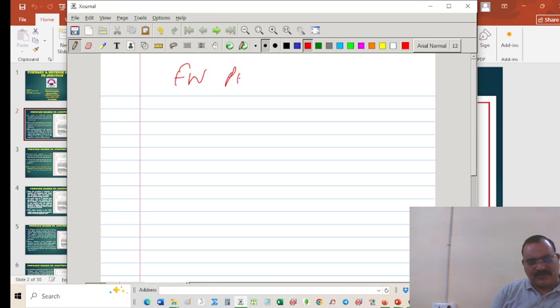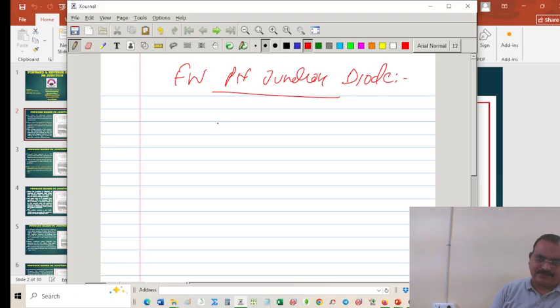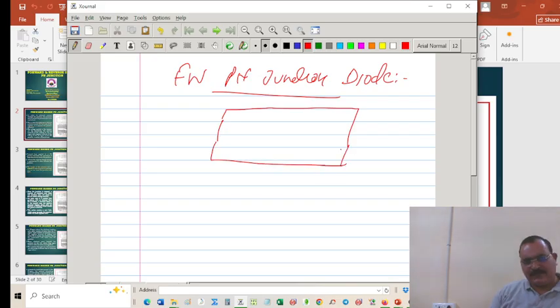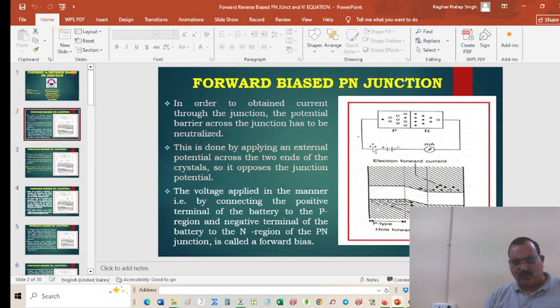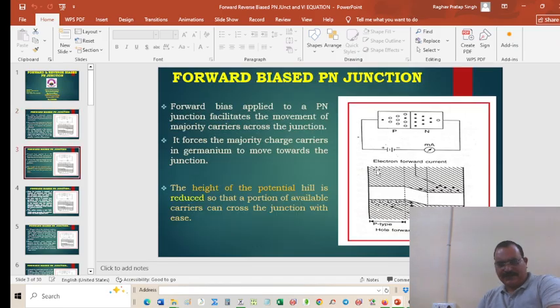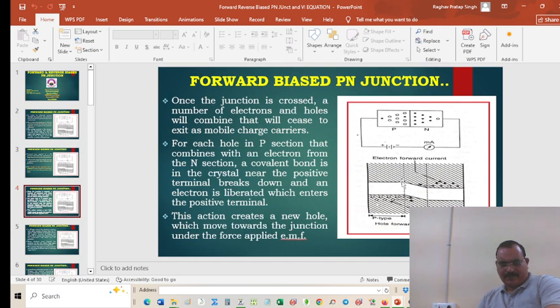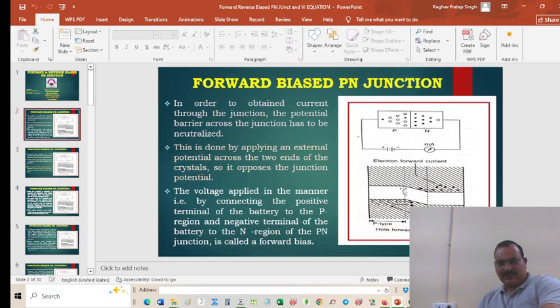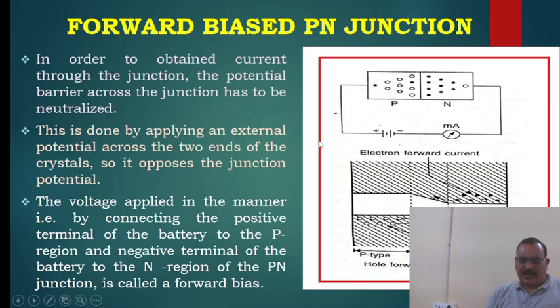Forward biased PN junction diode. In case of this, you just have a scenario like this. I can show that from this diagram too. Okay, I can take this figure.